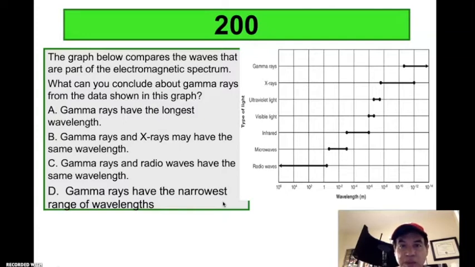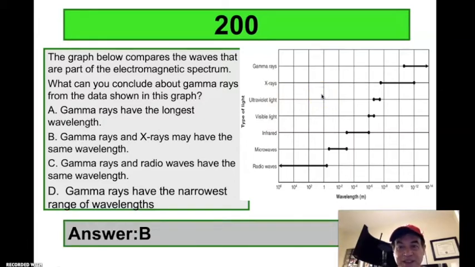The graph below compares the waves that are part of the electromagnetic spectrum. What can you conclude about gamma rays from the data shown in this graph? So let's find gamma rays. We're going to be right here. A, gamma rays have the longest wavelength. Is that true? B, gamma rays and X-rays may have the same wavelength. So here's X-ray. C, gamma rays and radio waves have the same wavelength. Or D, gamma rays have the narrowest range of wavelengths. So let's find out. Answer is, what do you think?